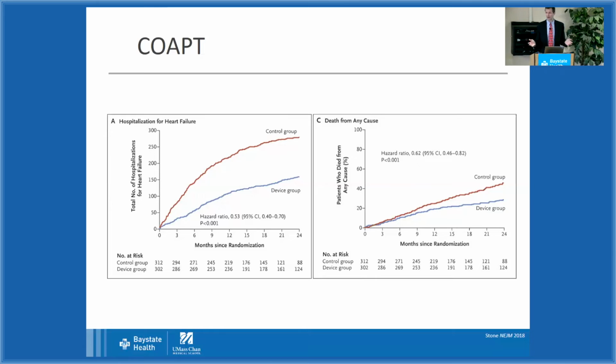The numbers that come out of this trial, I think, are really striking. You can see how far apart these lines are. The rate of hospitalization was cut in half with the device versus maximum medication, and the rate of death was reduced by more than a third.